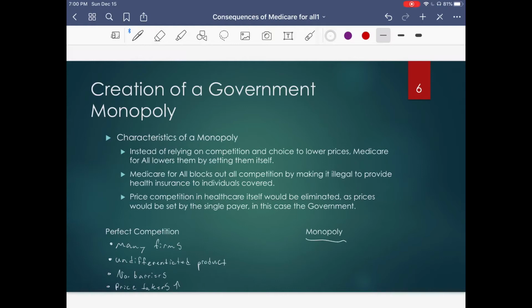So some characteristics of a monopoly are kind of just the opposite here. There is one firm producing. There are large barriers to entry.